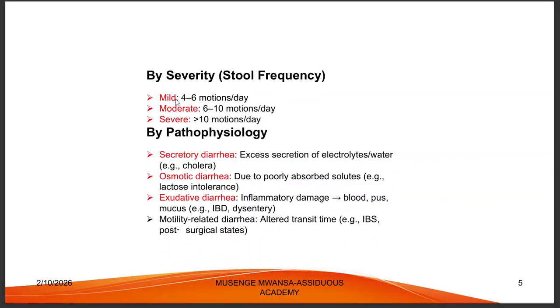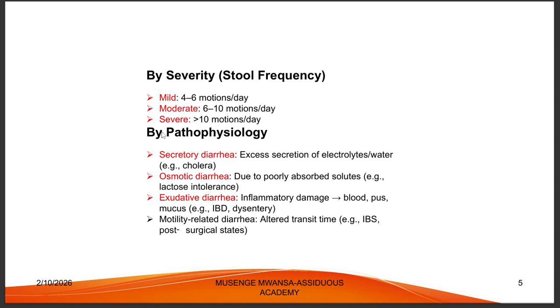You can also classify diarrhea by the severity or the frequency of the stool. Mild diarrhea is when someone is having 4 to 6 motions per day. Moderate, 6 to 10 motions per day. Severe diarrhea is where someone has greater than 10 motions per day. It's very important to understand this also.